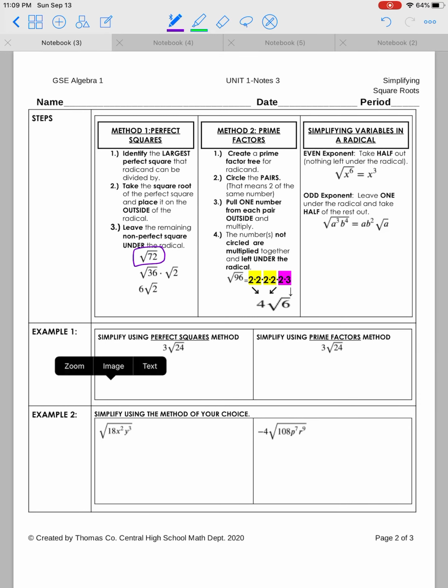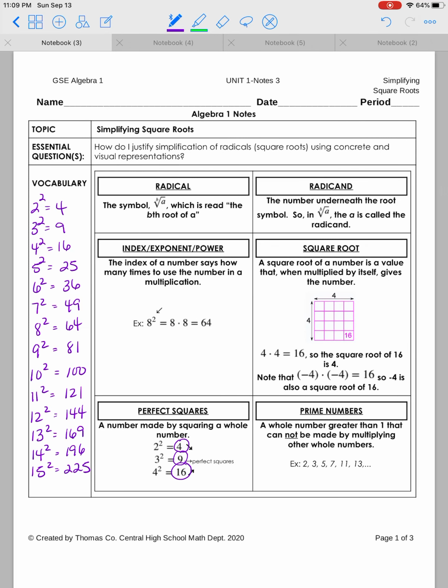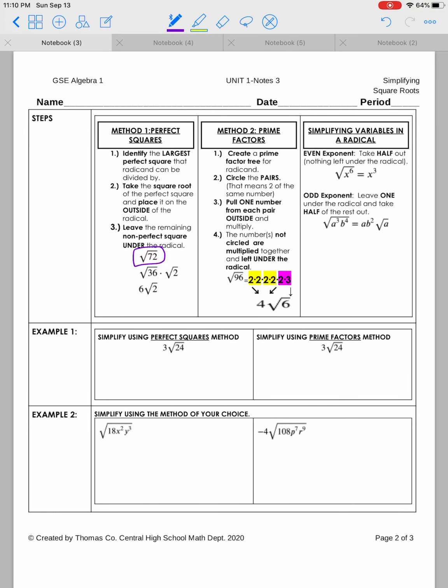So if I go back, these were all of our perfect squares that I had listed here. I'm going to write that these are my perfect squares. Do you see 72 in this list going down here? No, I do not see 72. So 72 is not a perfect square, but I can break it down.